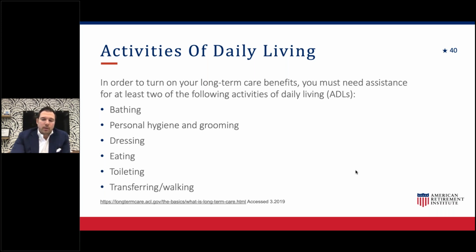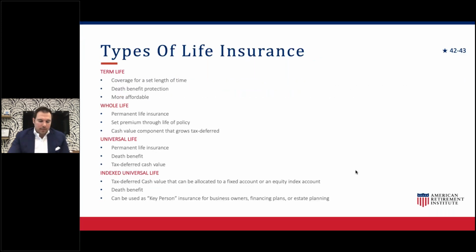Yeah, you got to be unable to perform 2 of those 6 ADLs. Types of life insurance. Okay, moving on to page 42 and 43 in the book.